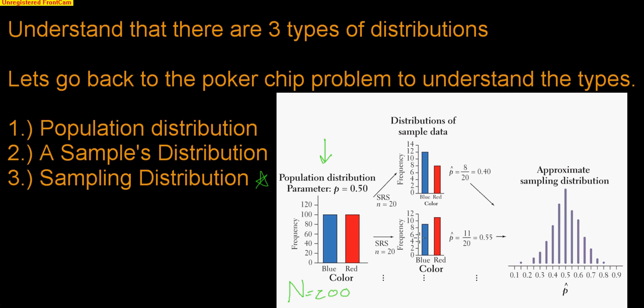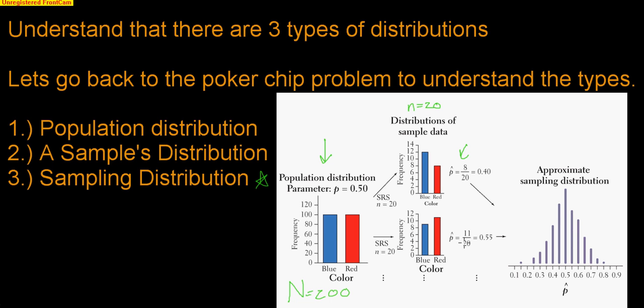Now, these two in the middle here are examples of a single sample's distribution, just one sample. For example, this particular sample right here had 8 red. So of the 20 chips we pulled out, remember this was a sample of 20 chips, 8 were red. That means 12 were blue. So this is a very basic graph. It just shows 8 red, 12 blue. That shows that 40% of the chips were red. Very, very simple. 60% would be blue.